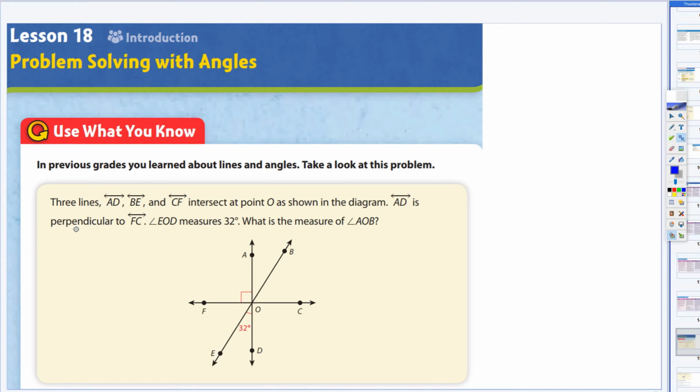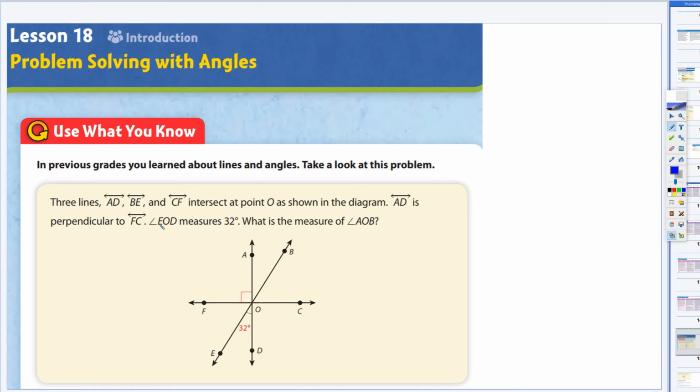Then it says line AD is perpendicular to line FC. Remember, perpendicular lines are lines that intersect and make 90-degree angles. So line AD right here is perpendicular to line FC. As you can see, they make 90-degree angles. This will be 90. This will be 90. And this will be 90.